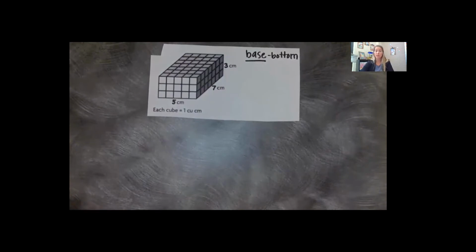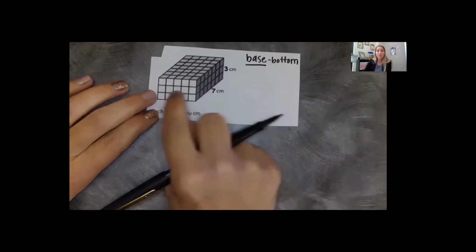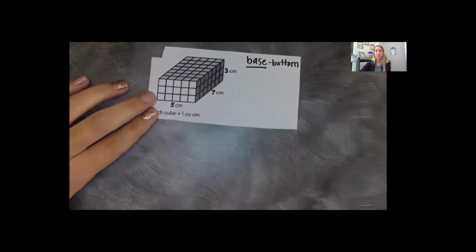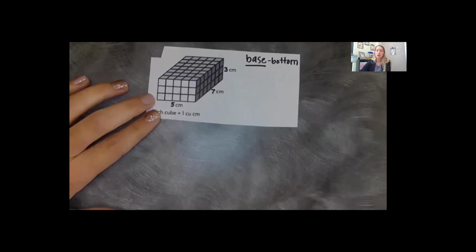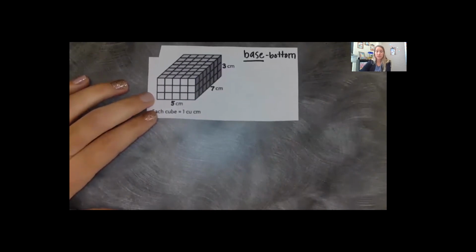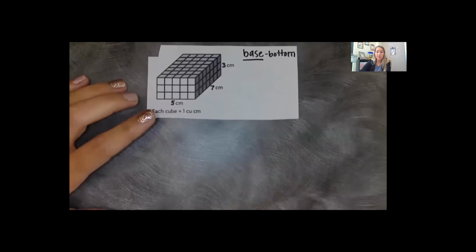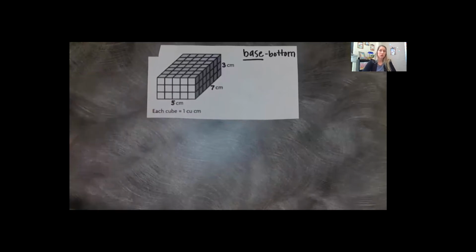Okay, so the first thing we need to do is know how many cubes make up the bottom, or the base, of this prism. In other words, I want to know how many cubes are on this bottom layer. Remember, not all the cubes are visible, but they still need to be counted. So how can we use what we can see to help us figure out the total amount of cubes in the bottom layer?